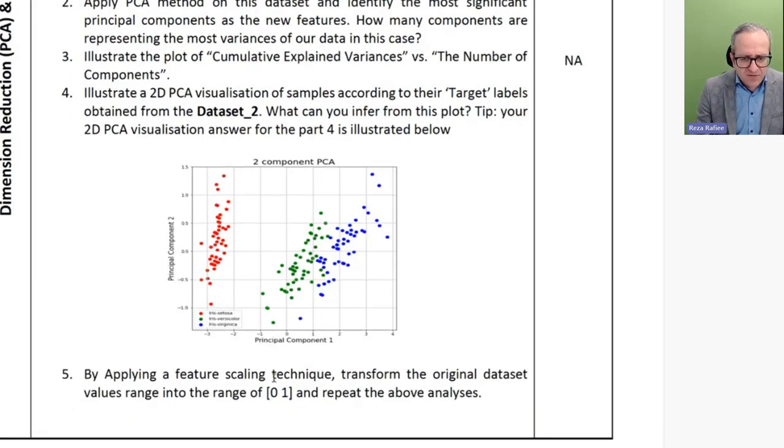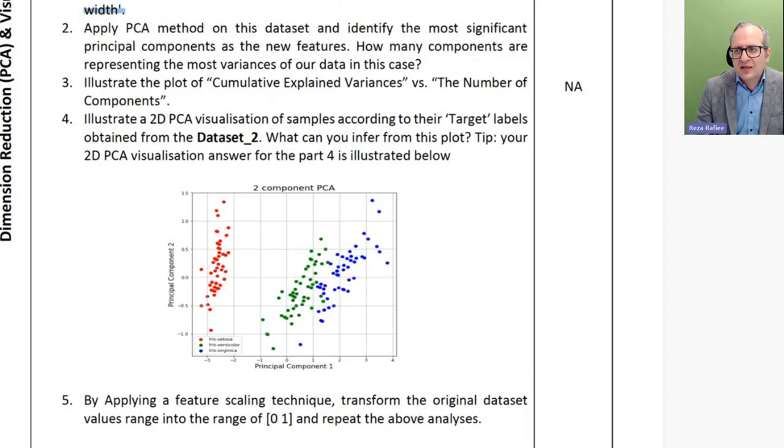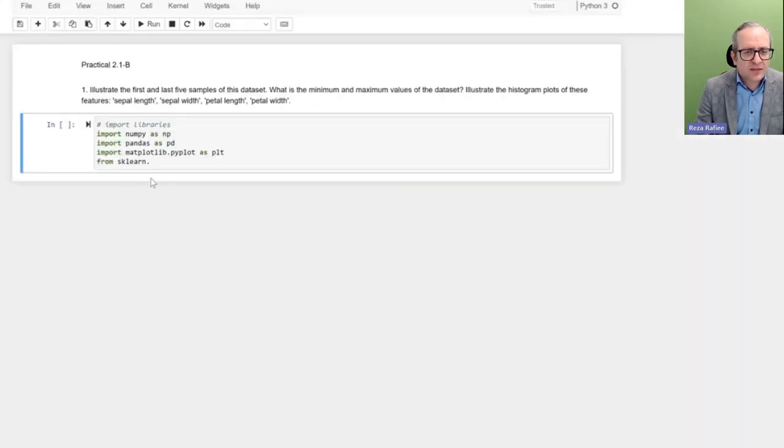And 5, by applying a feature scaling technique, transform the original data set value range into the range of 0 to 1 and repeat the above analysis. We're going to do feature scaling at the end of this analysis. Okay.